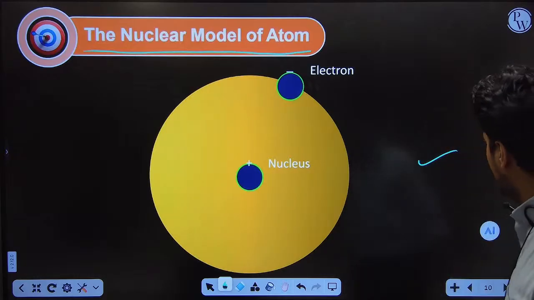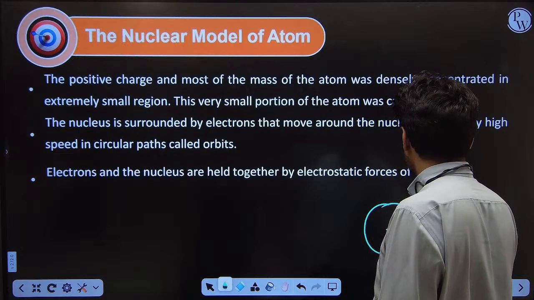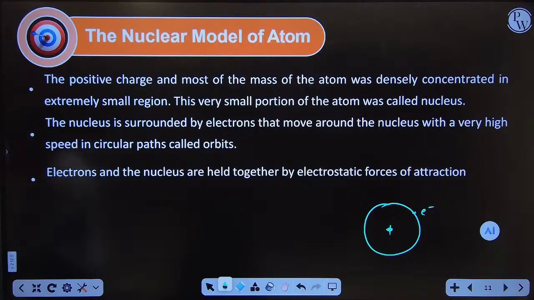So you can draw this simply. I will draw it here again. This is positive, and there is an electron here. This is the model of the atom that comes out of the Geiger-Marsden experiment. Positive charge and most of the mass of the atom was densely concentrated in an extremely small region. That portion is called the nucleus.